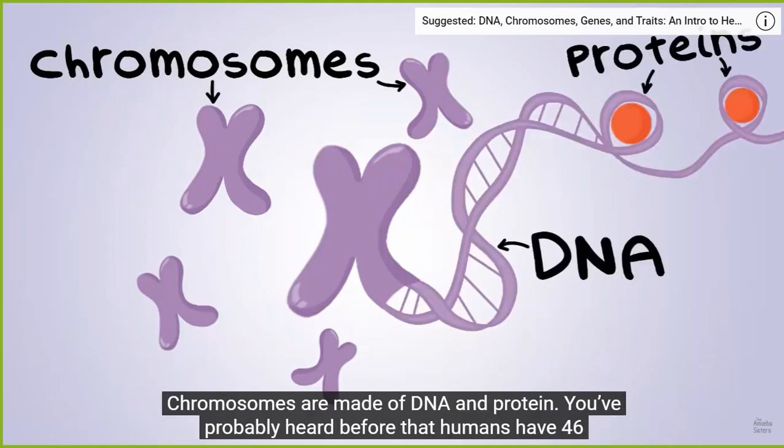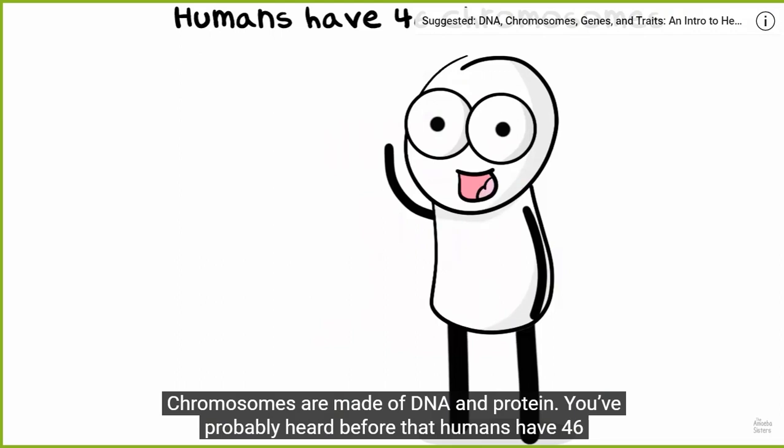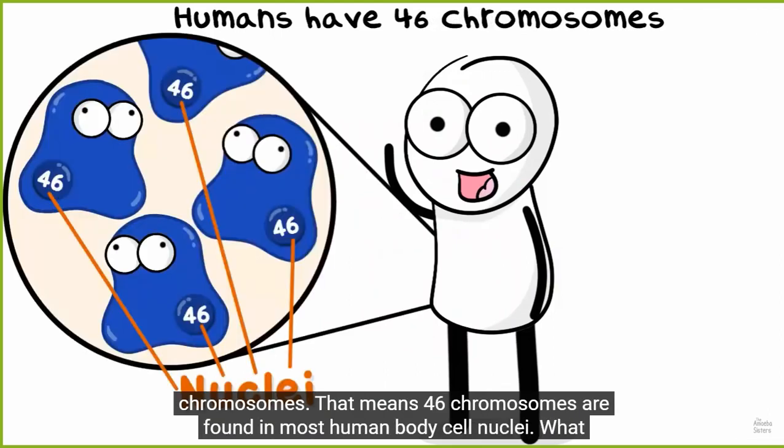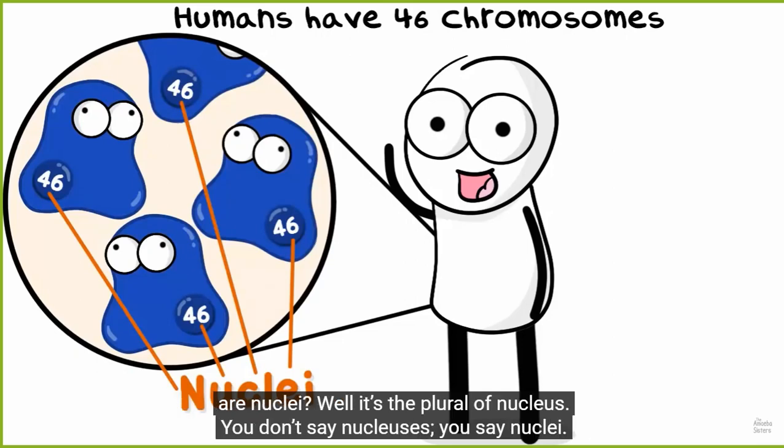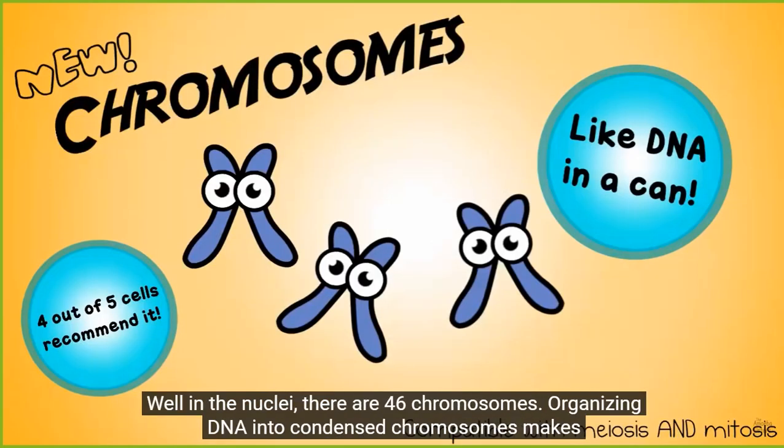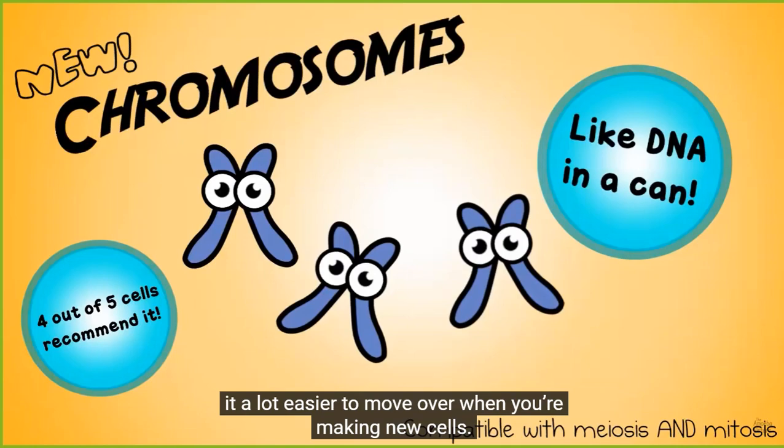You've probably heard before that humans have 46 chromosomes. That means 46 chromosomes are found in most human body cell nuclei. What are nuclei? Well, it's the plural of nucleus. You don't say nucleuses, you say nuclei. Well, in the nuclei, there are 46 chromosomes. Organizing DNA into condensed chromosomes makes it a lot easier to move over when you're making new cells.